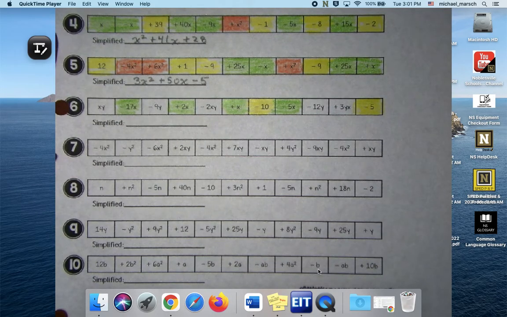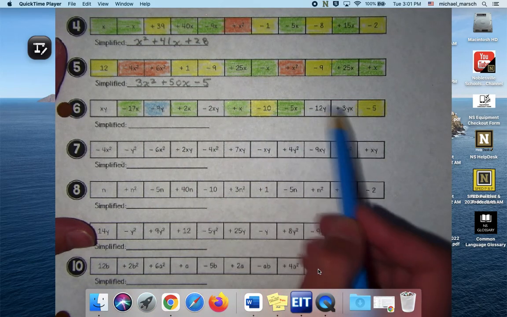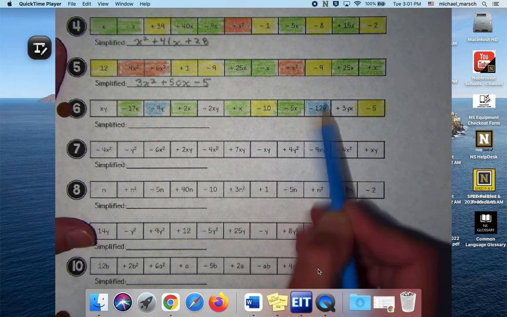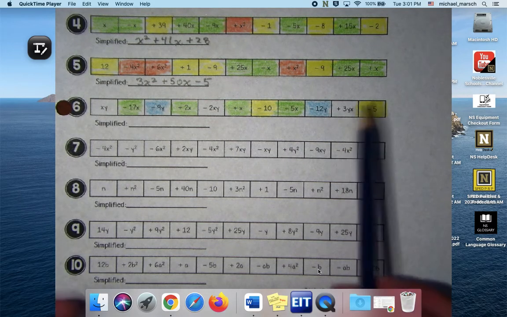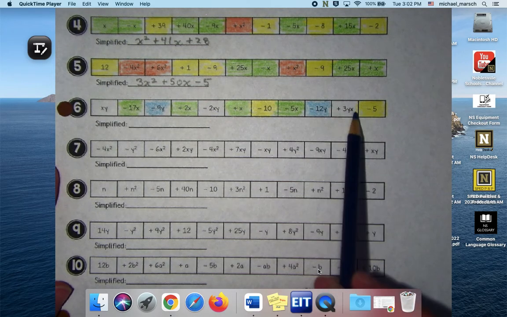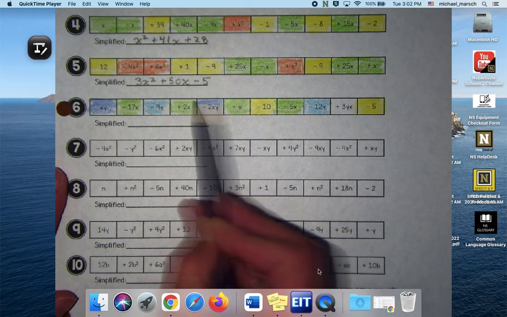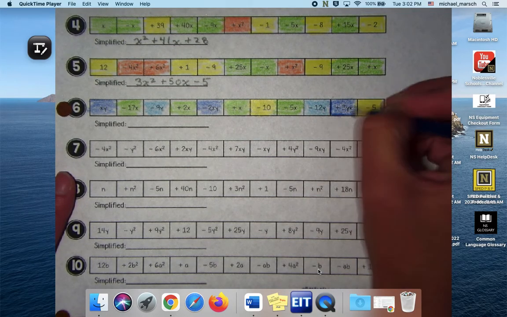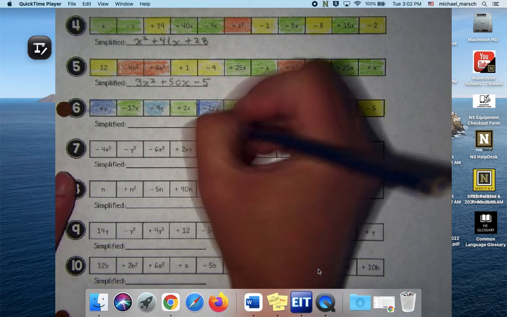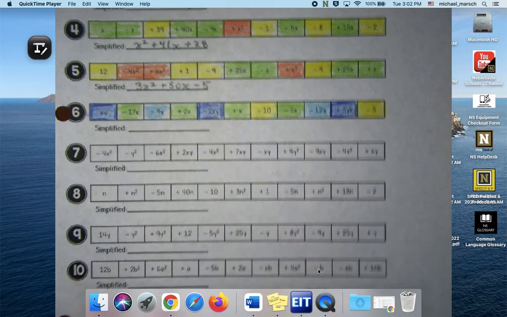We use light blue for y up above. And then we will use the dark blue for the xy. Remember, xy is the same as yx, because you can multiply in any order. I'll put a border around the xy's. There we go.